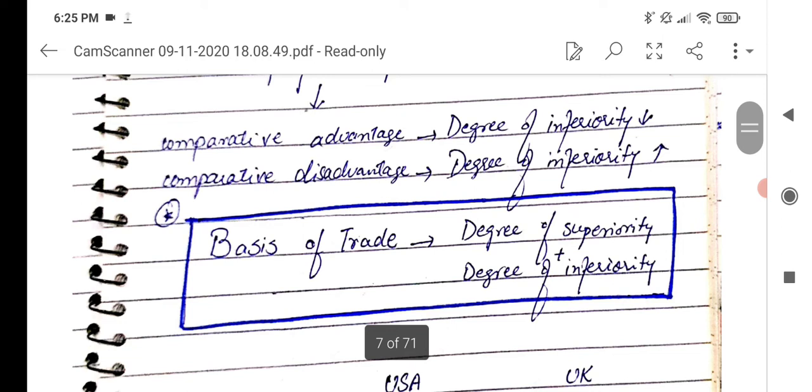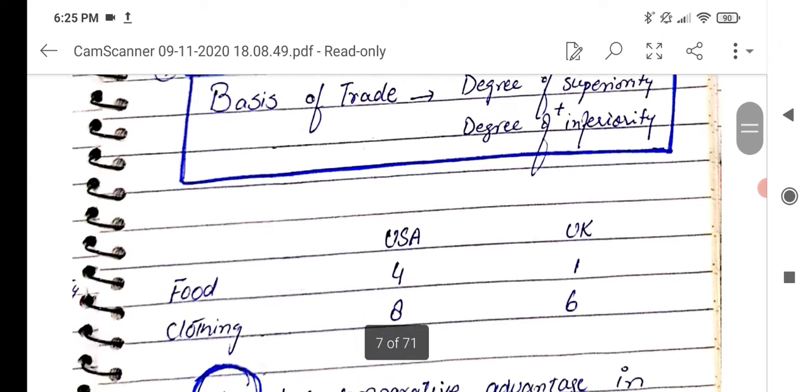Basis of trade equals degree of superiority plus degree of inferiority. This is the formula for the basis of trade.